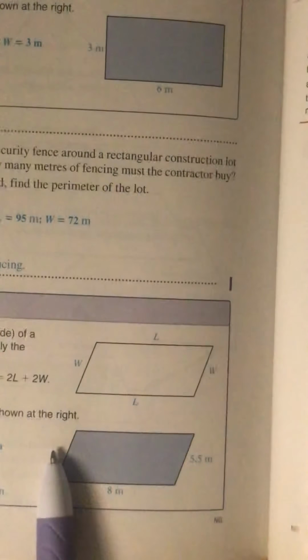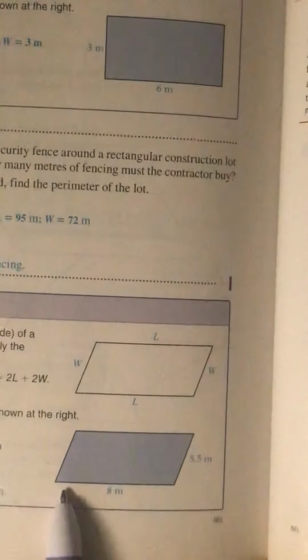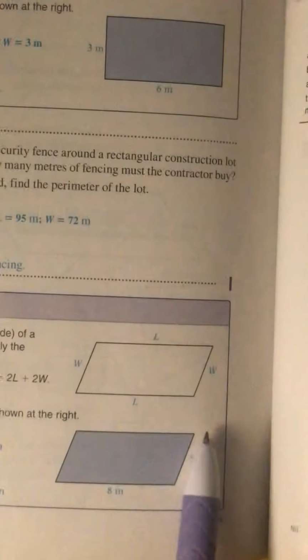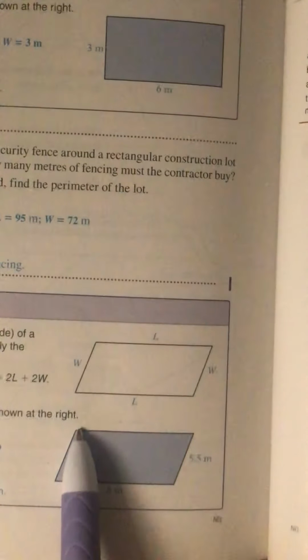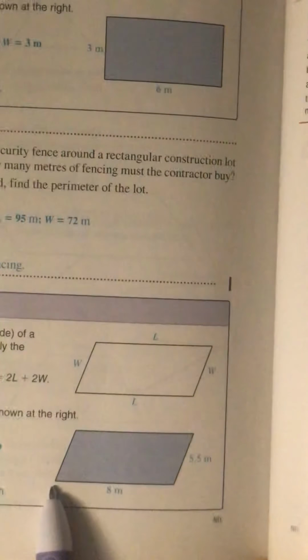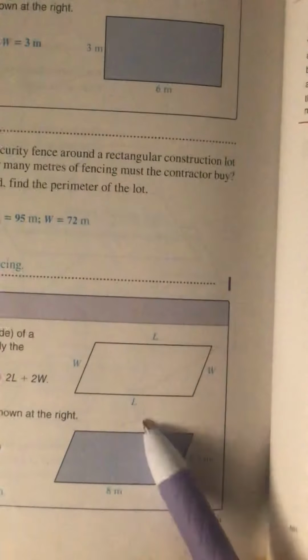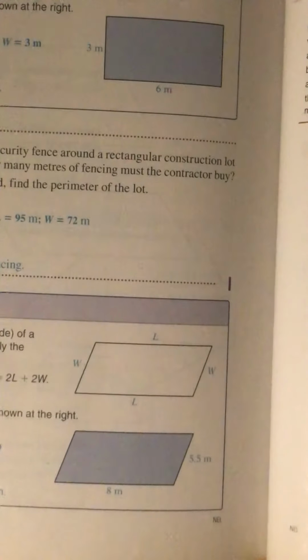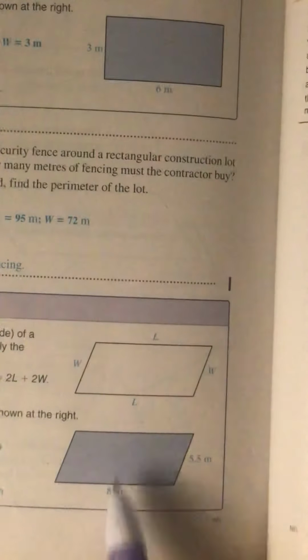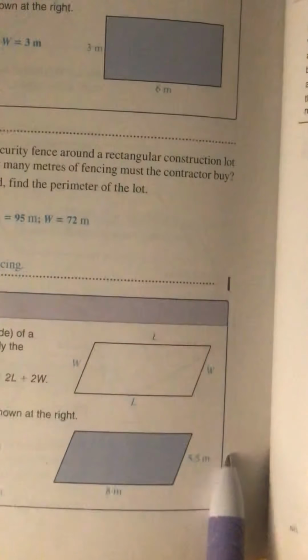To find the perimeter of the shape, what are we going to do? We go ahead and add them. This is 8 plus 5.5, plus another 8, plus another 5.5. The answer is 11 plus 16, 2 8s is 16, and 11, the answer is 27 meters.